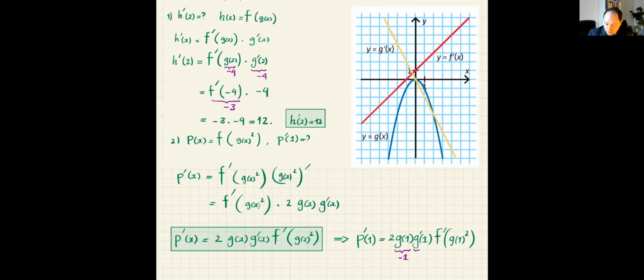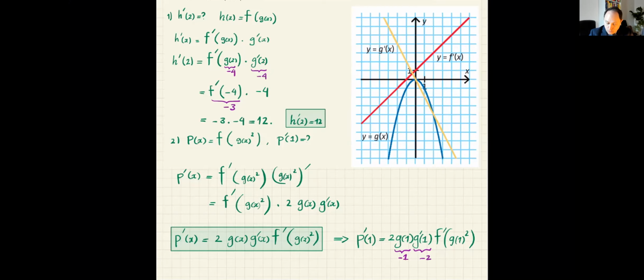Now I want to answer what is g prime of 1. G prime of 1, it means that I need to refer to the graph of g prime. The graph of g prime is the yellow line. I want to calculate it at 1. So I go again to this 1. I go and find the intersection with the yellow line. But the yellow line is here. So if you see, this is minus 2. So this becomes minus 2.